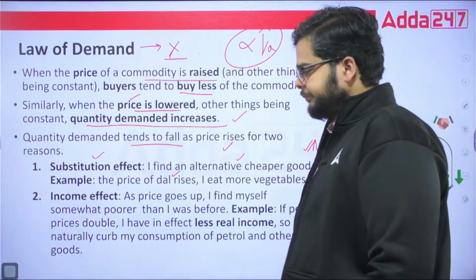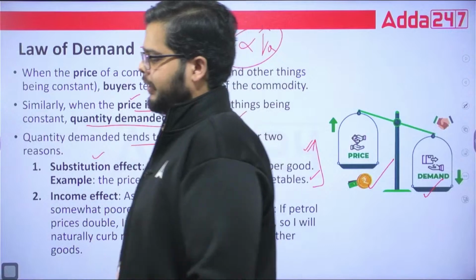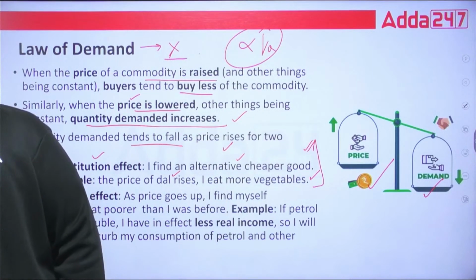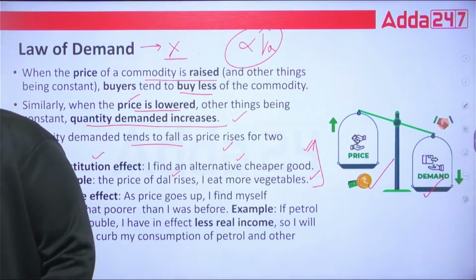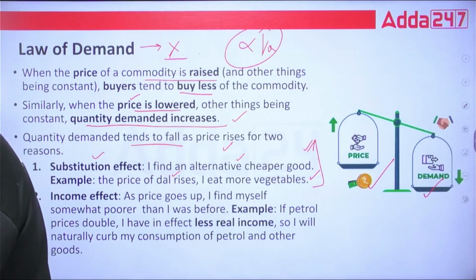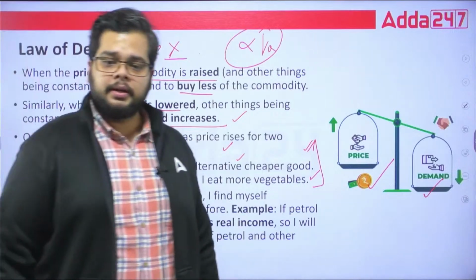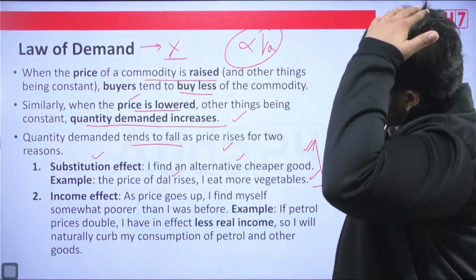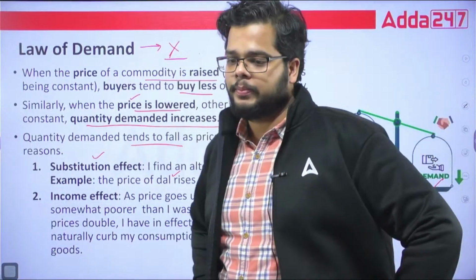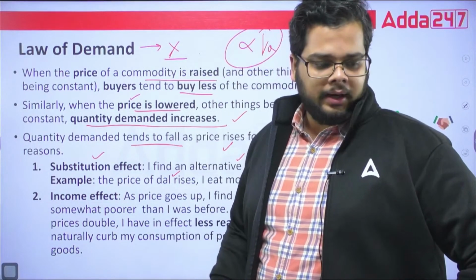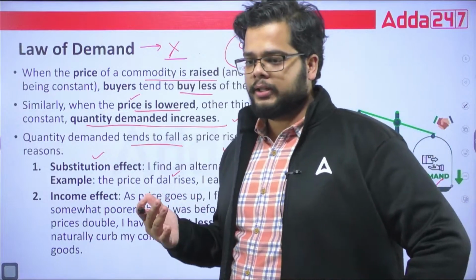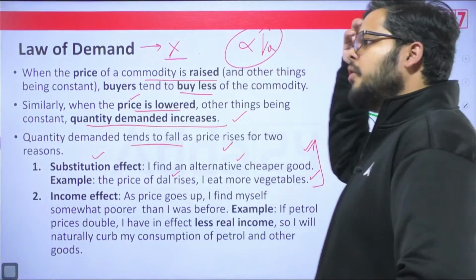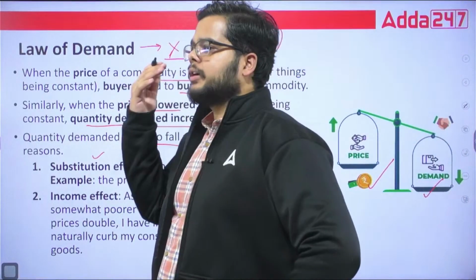Next is the income effect. A particular commodity can have a direct impact on your income also. How? Let's suppose that we are talking about petrol. Its prices are rising in a particular economy. Now how will it impact a particular buyer or consumer?